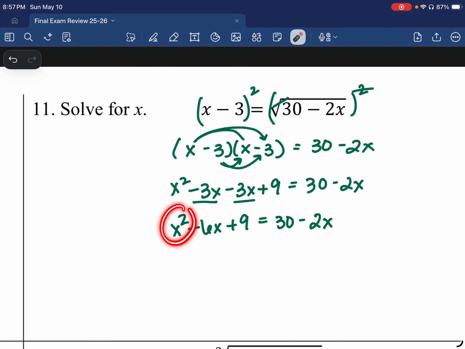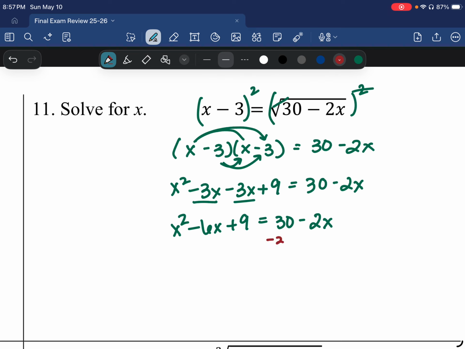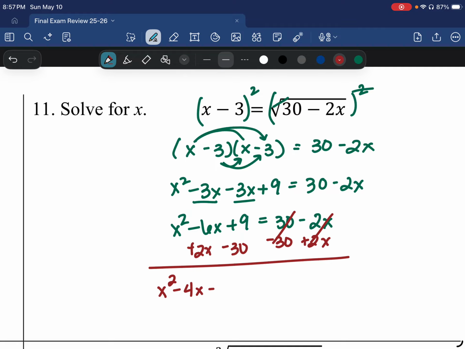This time we are left with a quadratic equation, and so we're going to attempt to solve by factoring first. So we must have it equal to 0, so 30 and negative 2x must move over to the other side of the equation. So subtract 30 from both sides and add 2x to make the right-hand side equal to 0. So x squared minus 4x minus 21 equals 0.